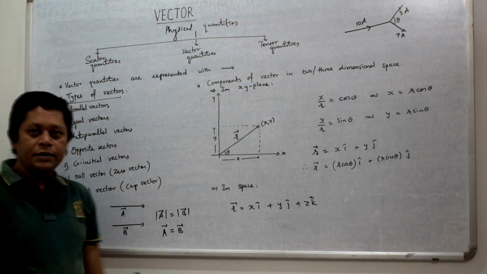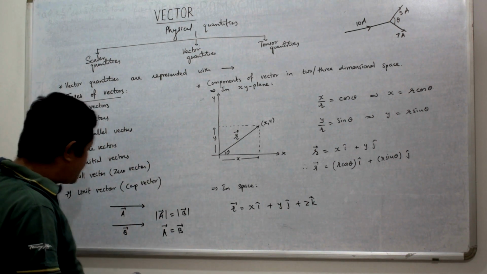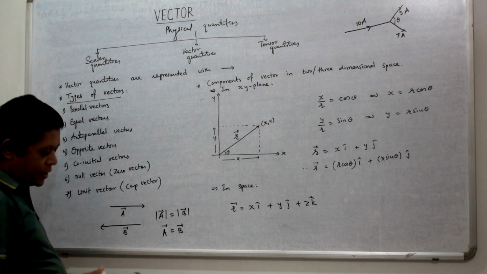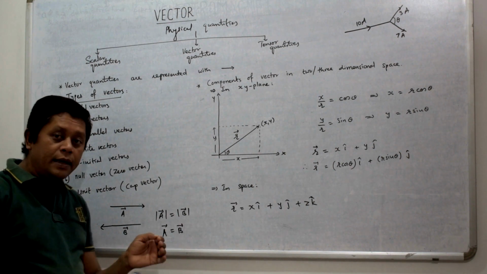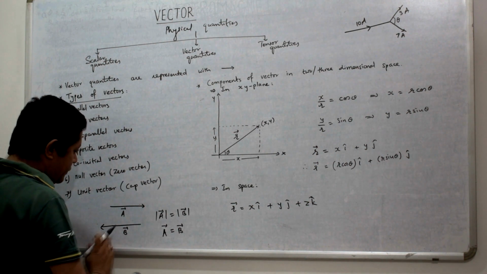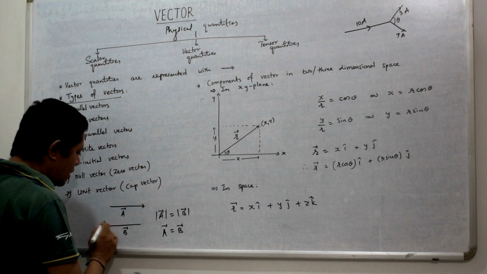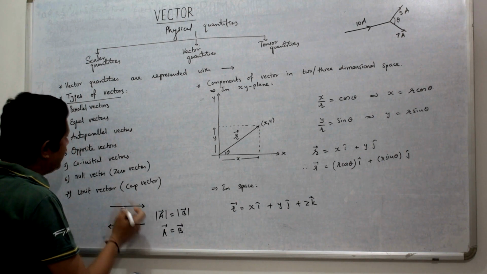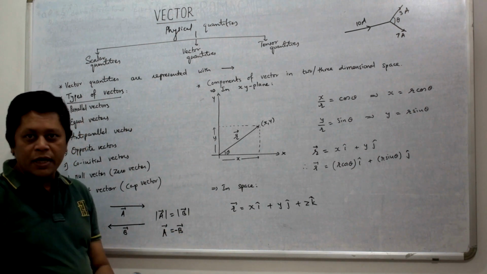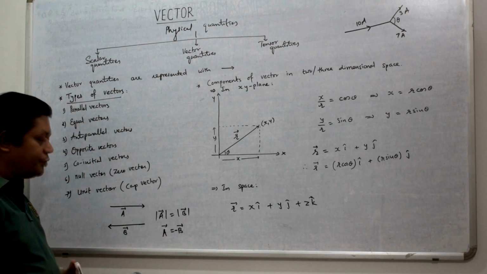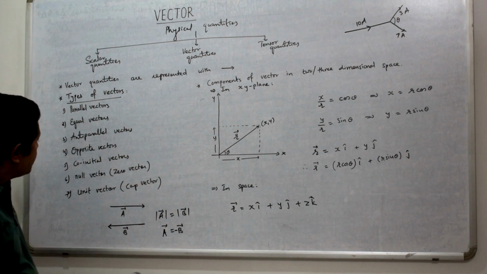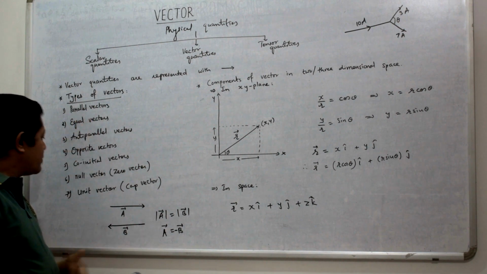Another is anti-parallel vectors. If two vectors, let's say vector A and vector B, are acting in opposite directions, then they are called anti-parallel vectors, and if again their magnitude is equal, then you can say that these two vectors are opposite vectors. So opposite vectors have equal magnitude but the directions are opposite, so you can write A is equal to negative of B. So these are the different types of vectors.